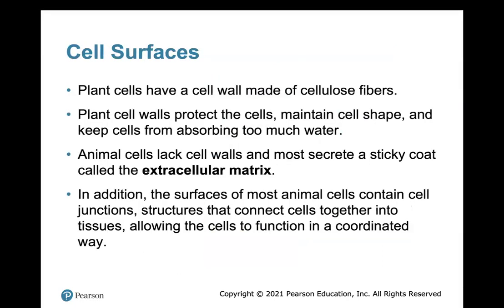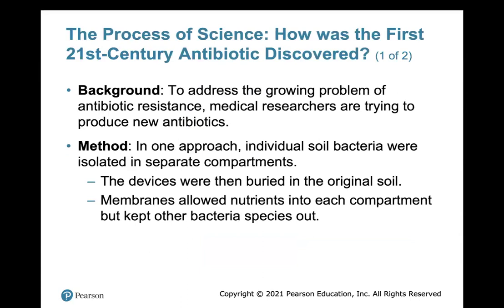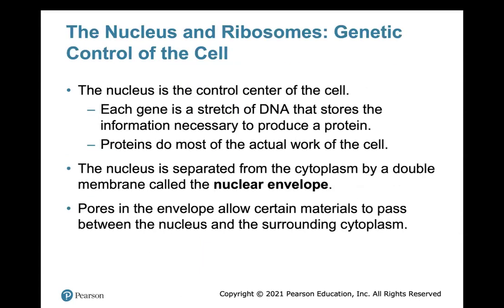Plant cells have a cell wall made of cellulose fibers, and animal cells lack cell walls and most secrete a sticky coat called the extracellular matrix. All right, I'm going to keep going forward. You can read through that a little bit on your own.